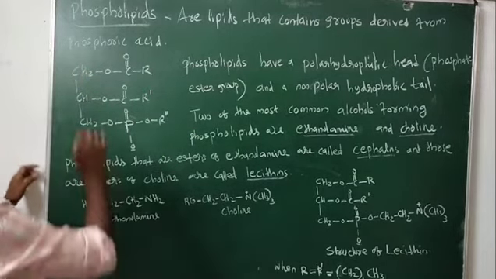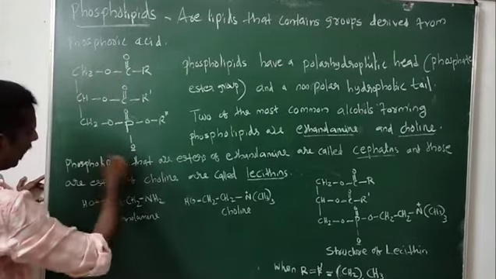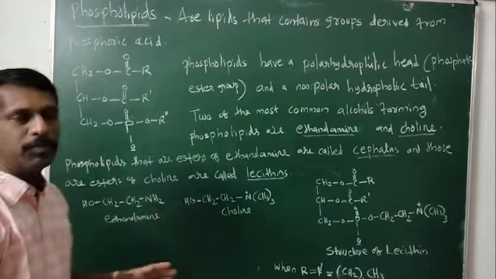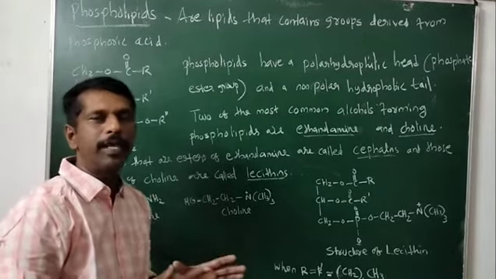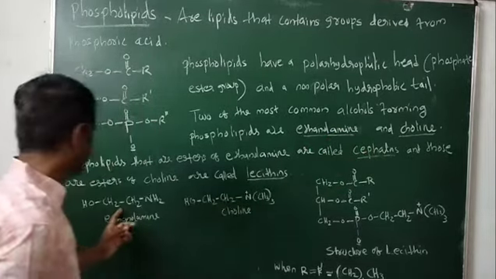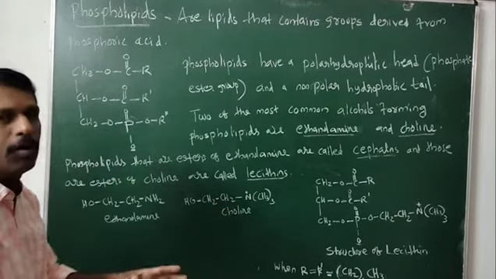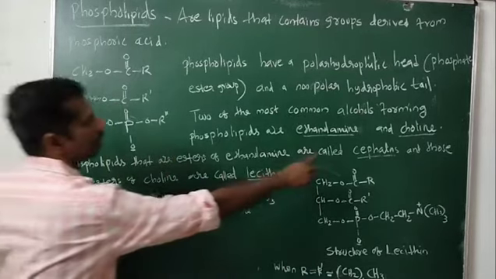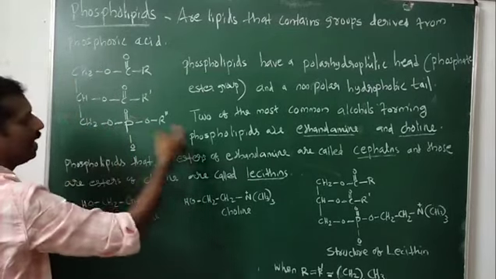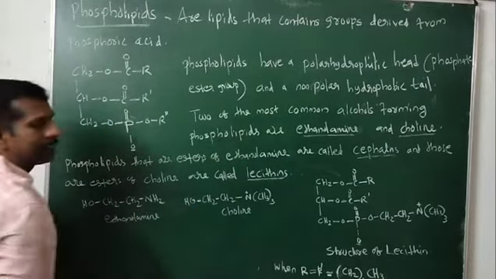Phospholipids have a polar hydrophilic head and a non-polar hydrophobic tail. There are two types of alcohols usually involved in the formation of phospholipids. One is ethanolamine and the second one is choline. When ethanolamine is the alcohol part, that phospholipid is known as cephalin. If the alcohol part is choline, then that phospholipid is known as lecithin.